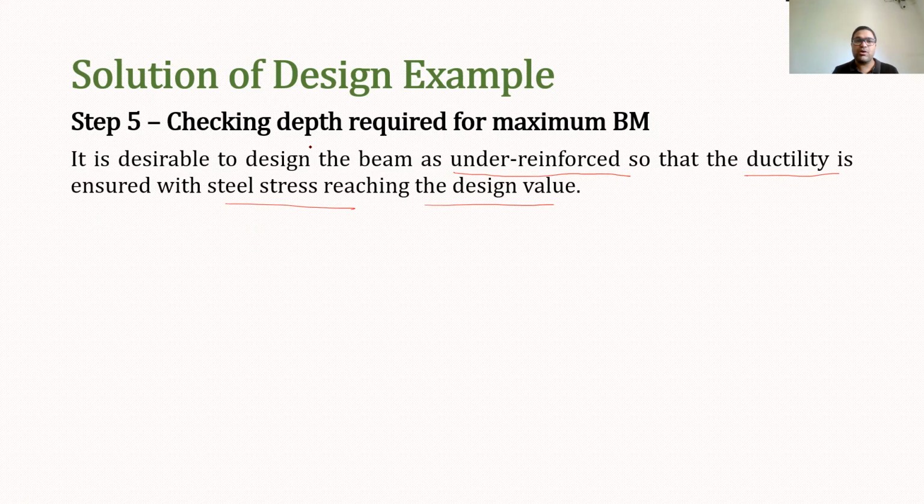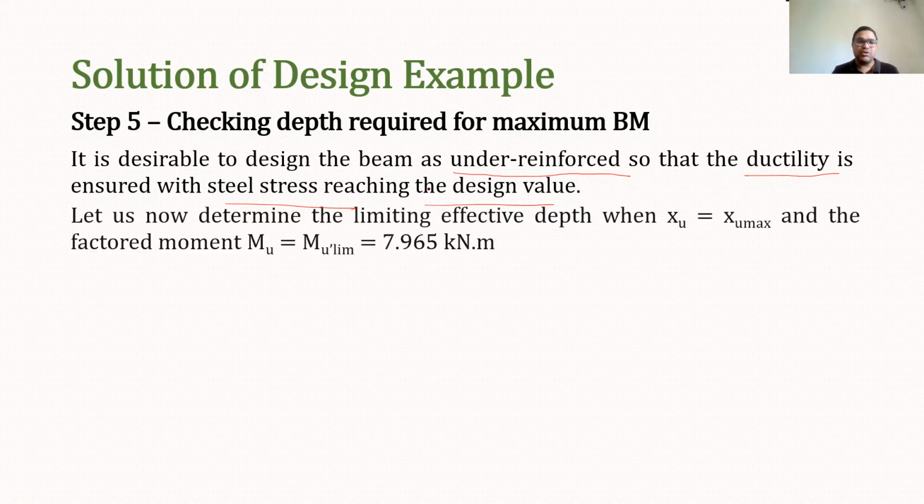But now to check the required depth, we will consider the moment of resistance of our lintel beam to be equivalent to a balanced section. For that, we will use the formula of moment of resistance for a balanced section, and then we will calculate the D required for that balanced section. So that is the process we generally follow to check the depth required. Let us now determine the limiting effective depth, which I will refer to as D required. We have to find this D required by comparing XU equals XU max.